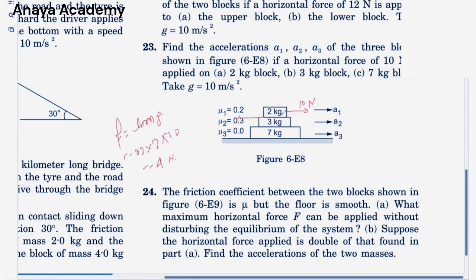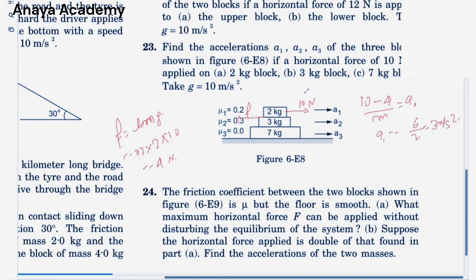See, 10 Newton is acting in the forward direction, 4 Newton is acting in the backward direction. So the resultant will be 10 minus 4 upon m equal to A1. A1 means acceleration of the 2 kilogram block. So A1 will be 10 minus 4, 6 upon 2, that will be 3 meter per second squared.